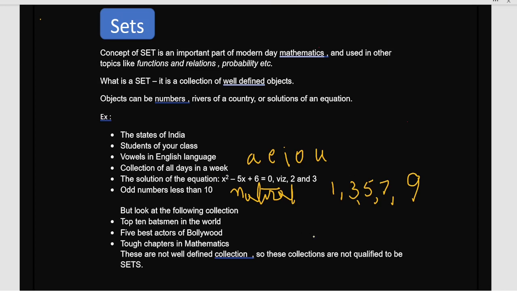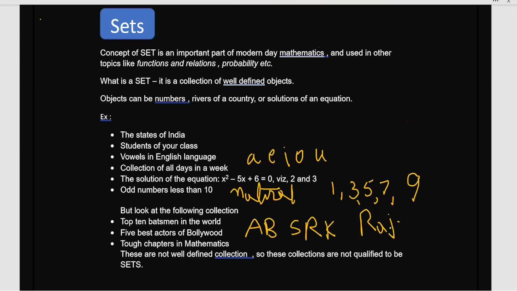Similarly, suppose I ask who the best 5 actors of Bollywood are. I say Amitabh Bachchan. You will say, no, it is Shah Rukh Khan. Somebody from an older generation, your teacher, may say, no, it is Rajesh Khanna. Again, these things vary from person to person. So the 5 best actors in Bollywood is not a set.